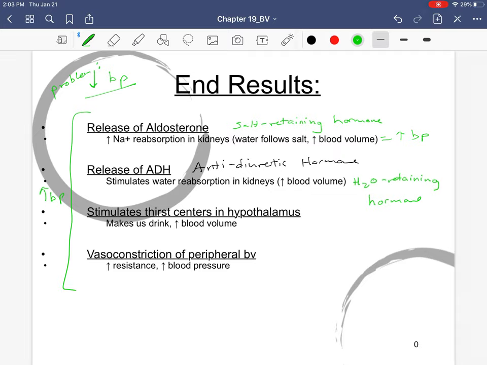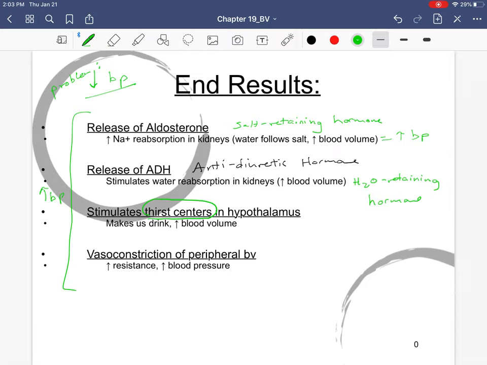So here we have another way to retain water. The kidneys don't pee out as much and we retain water. By increasing blood volume, we can increase blood pressure. Very powerful, but indeed takes longer. And I mean longer, over a couple of hours, for this to really have a significant effect on blood volume and blood pressure.